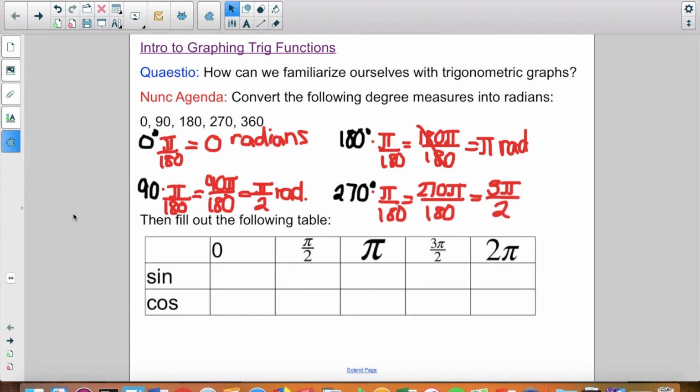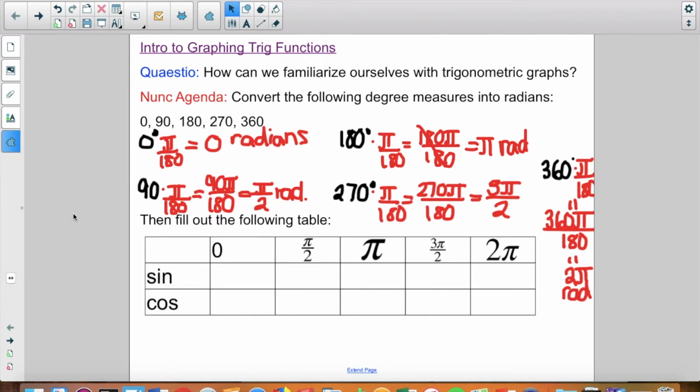So lastly, we have 360. I'm going to see where I can squeeze this on this paper over here. Let's just do it right here. It's 360. So multiply by pi over 180. Have the equal sign down there. So we'll get 360 pi over 180. And that gives us 2 pi radians.